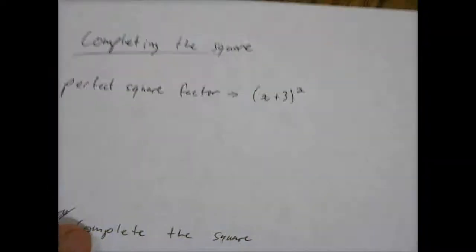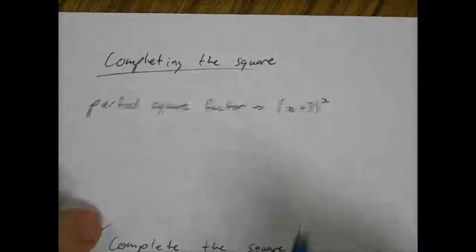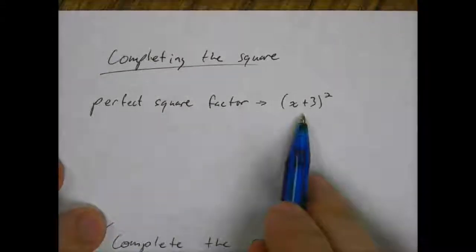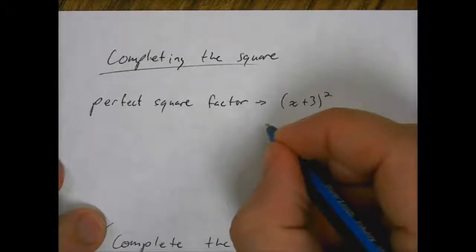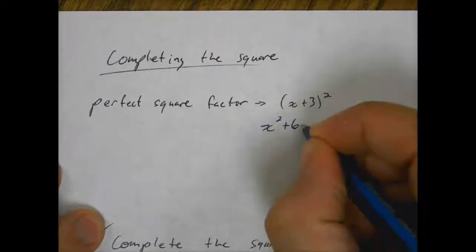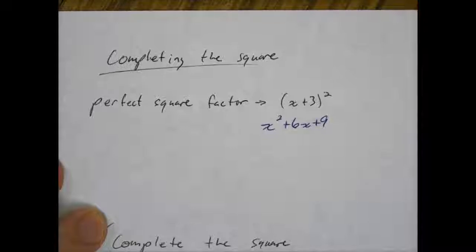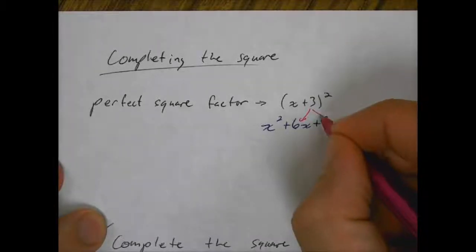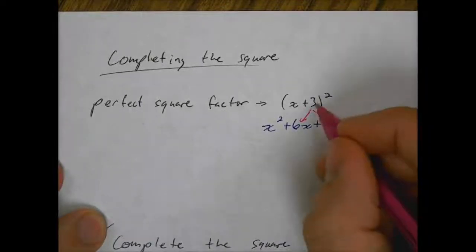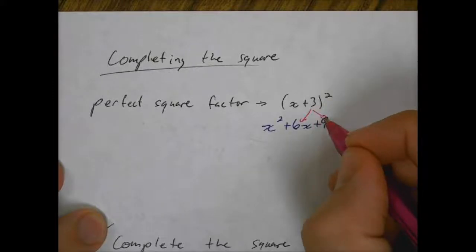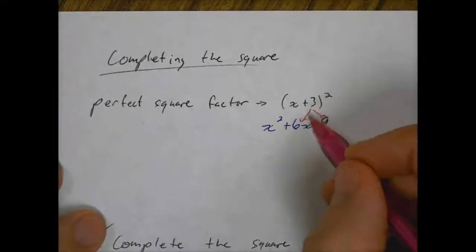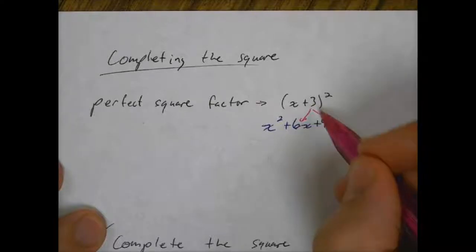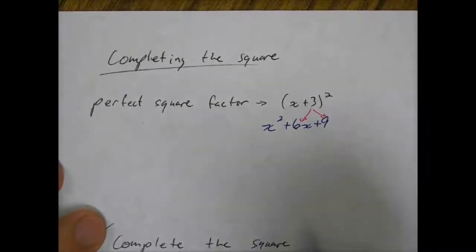Alright, so now this is the completing the square part. We haven't talked about what completing the square is. A perfect square factor is something times itself squared, such that if I were to multiply this out, I would get something like that. Well, notice the number inside is half of 6. 3 is half of 6. 3 squared is also 9. So we can do the same sort of idea.